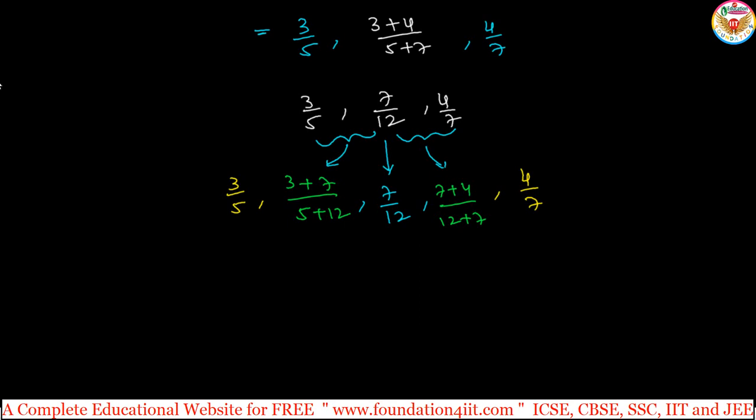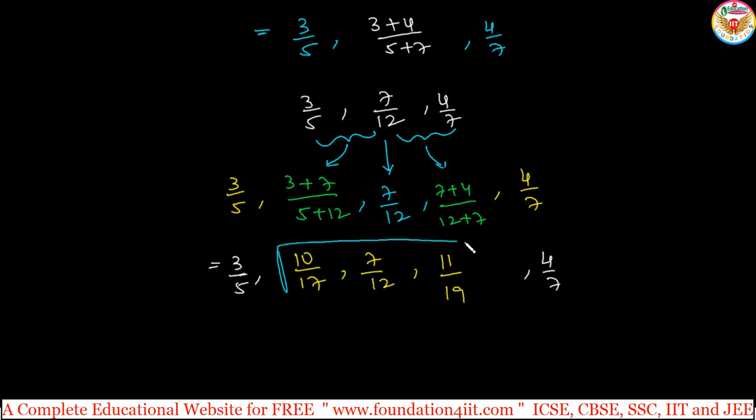If we simplify, we'll get the final result. Therefore 3 by 5 and the last is 4 by 7, and the three numbers between are: 3 plus 7 by 5 plus 12, so 10 by 17; 7 by 12; and 7 plus 4, so 11 by 19. Right? So these three are the rational numbers between 3 by 5 and 4 by 7. Yes, this is the method we can apply.